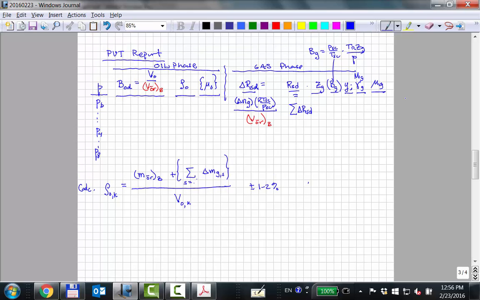Now, what you see is that the reported BOD and RSD, so these two numbers here, the RSD and the delta RSD, they're basically a function of this residual oil volume, as is this one. That BOD is a function of the residual oil volume. Okay?